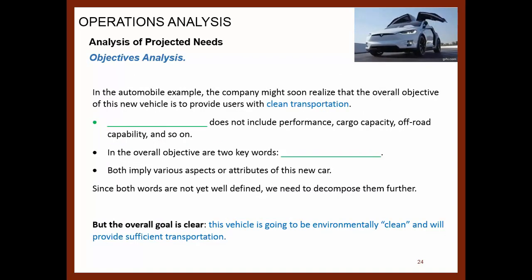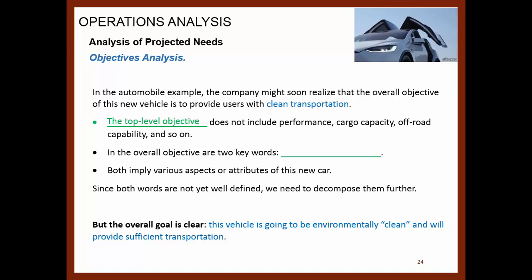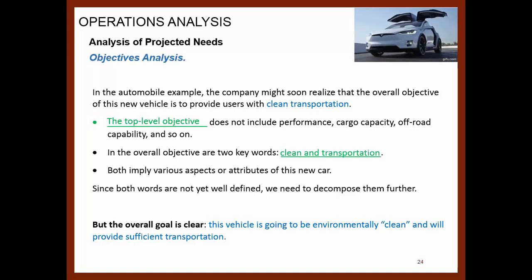So in this example, the company might soon realize that the overall objective of this new vehicle is to provide users with clean transportation. So the top level objective does not include performance, cargo capacity, off-road capacity, and so on. That clean transportation is the major goal. That's what you want to achieve at the top level. In the overall objective are two keywords: clean and transportation. You want to be able to transport people in a clean way. Okay, so those are your two words.